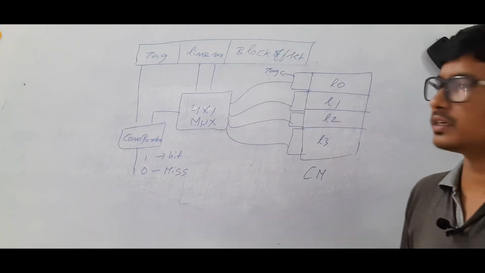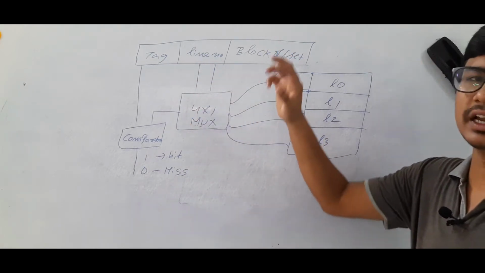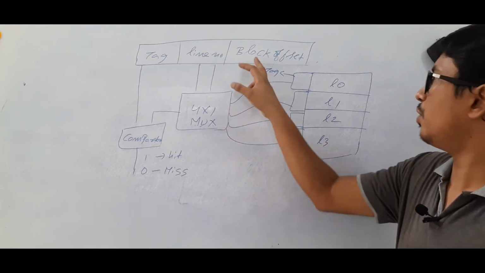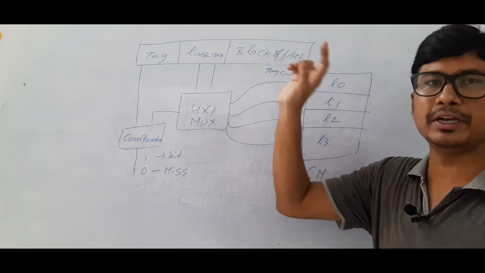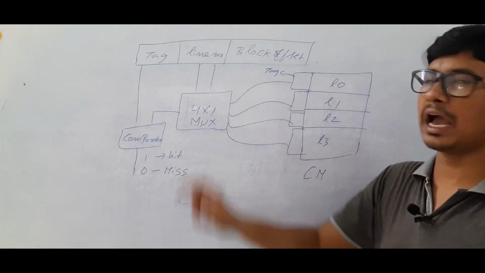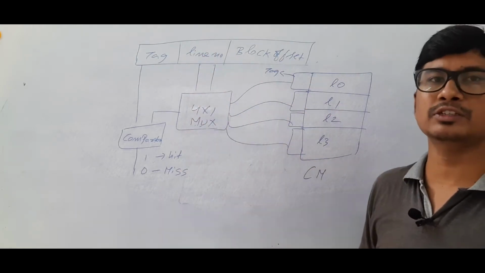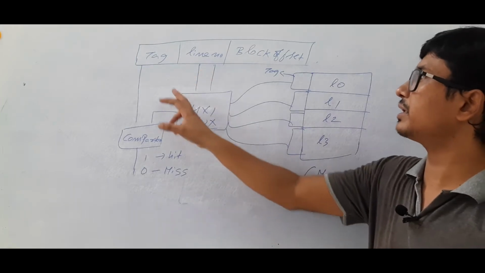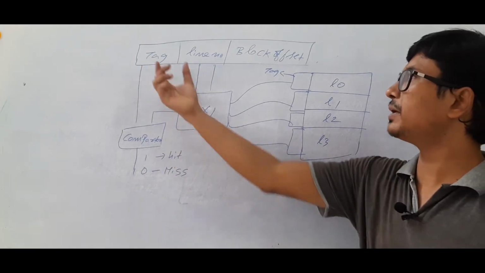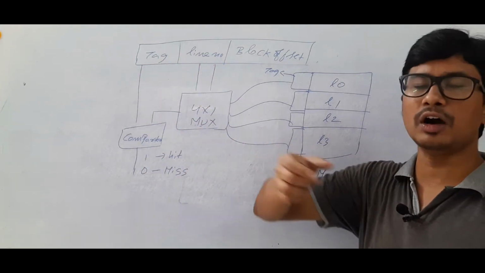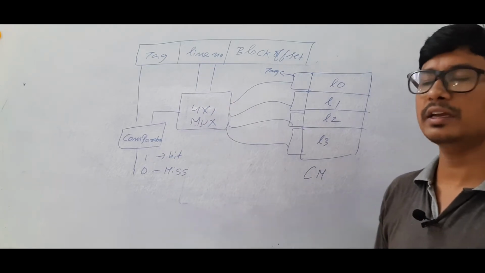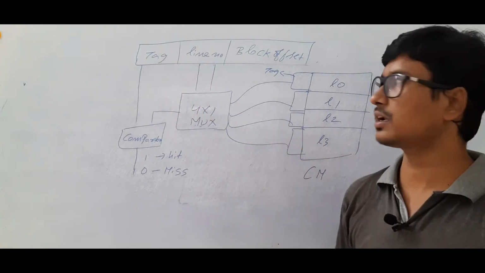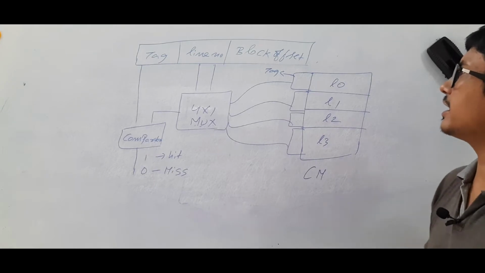As we already said, in direct mapping the physical address is divided into three parts. One is the block offset, which depends on the block size, and we have a line number, which depends on the number of lines in the cache memory, and the tag will depend on the remaining bits, or the main memory size and cache memory size. Is it clear? So now let's take an example.